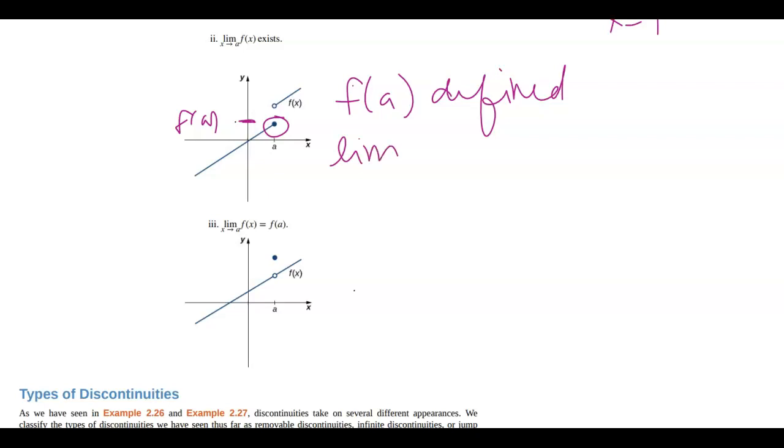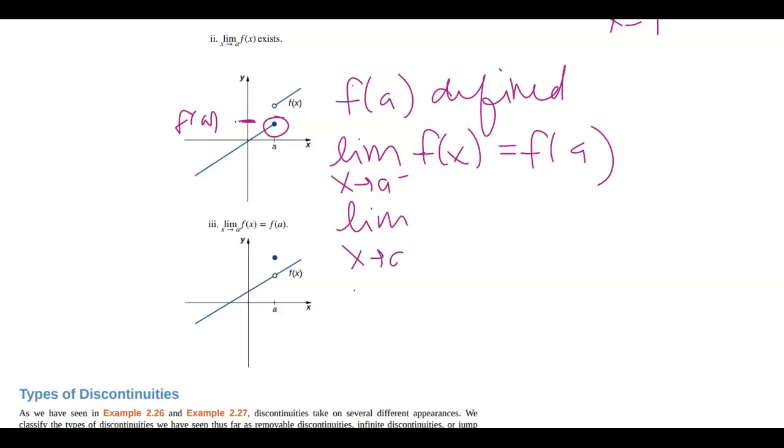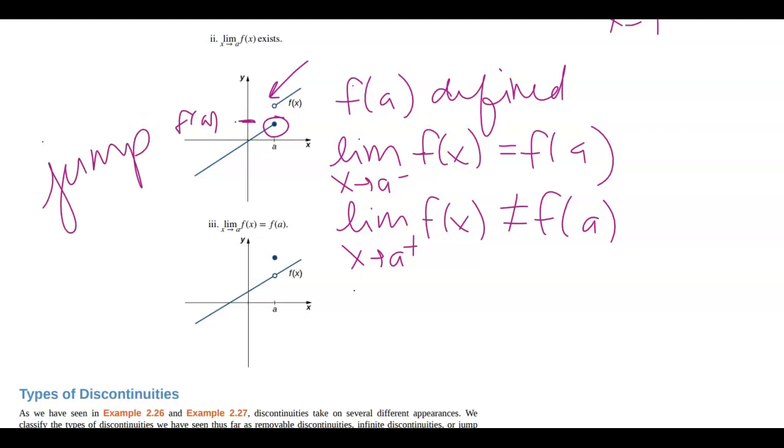If we take the limit as x goes to a from the left of this function, we get f of a. But if we take the limit as x goes to a from the right, we don't get f of a. We get whatever this number is right here. Therefore, the limit does not exist. This is a jump discontinuity, and so I can't find the limit. This function is not continuous.